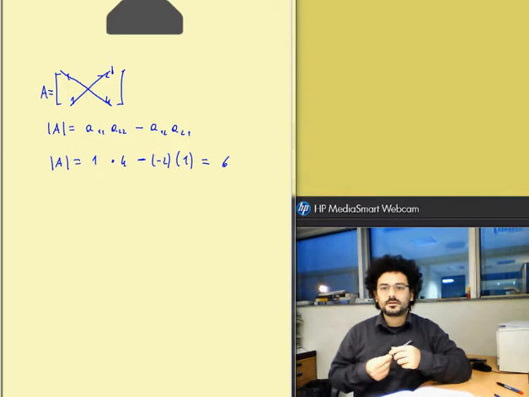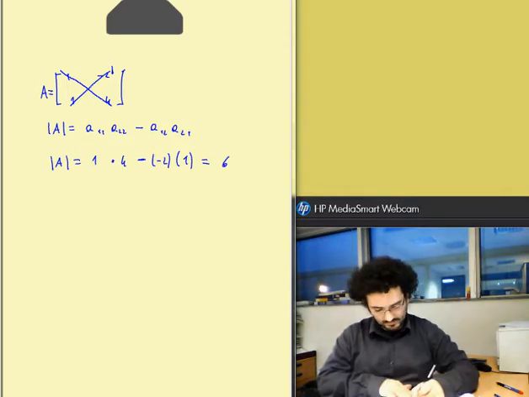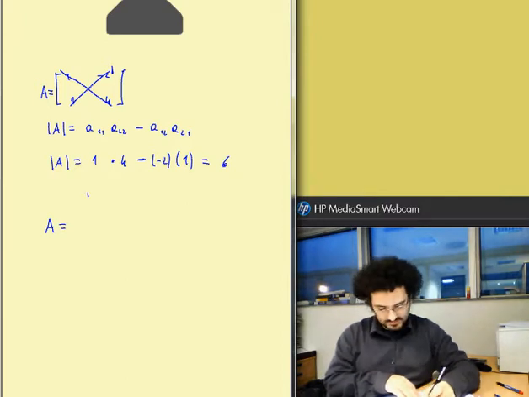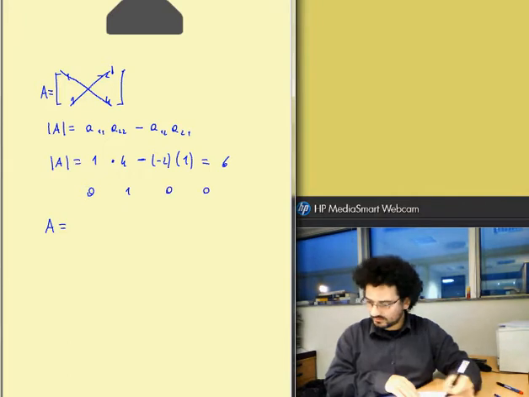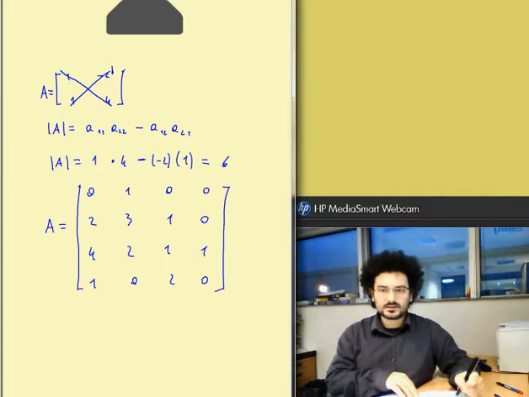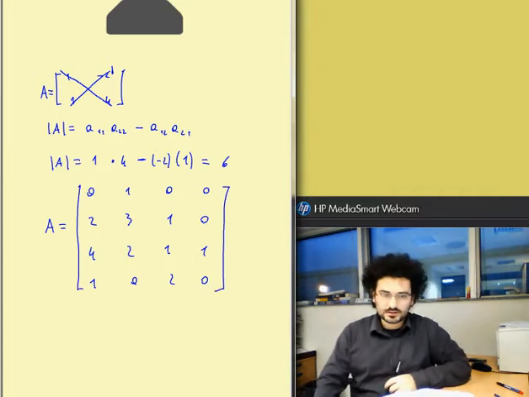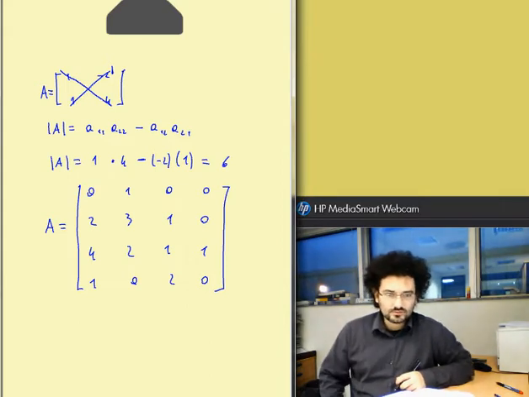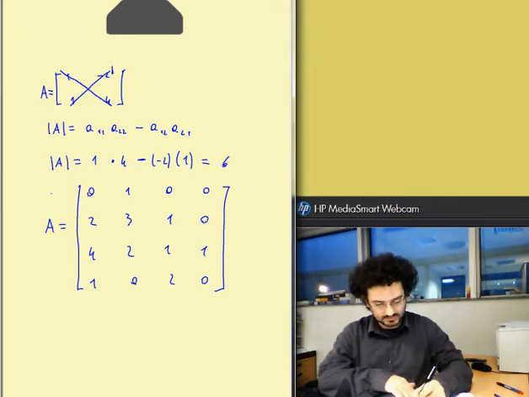Now we consider a more complex matrix, and we can apply the Laplace expansion. So we have 0, 1, 0, 0, 2, 3, 1, 0, 4, 2, 1, 1, 1, 0, 2, 0. This is a 4 by 4 matrix, and we want to compute the determinant of this matrix. In order to apply the Laplace expansion, it's easy to understand that it's better to consider the first row.